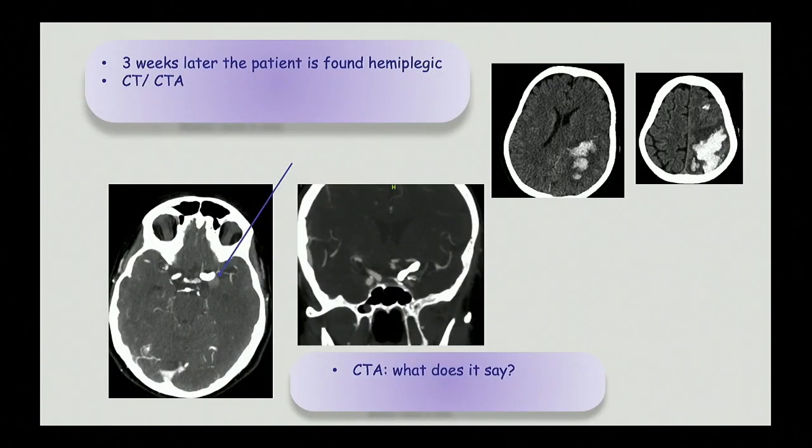But in this case, it's a different case. The patient was found hemiplegic. There was a CT and a CTA. It's difficult to understand exactly what is going on with the CT and even the CTA. We know at least that the patient bled. And this was what I told you yesterday.